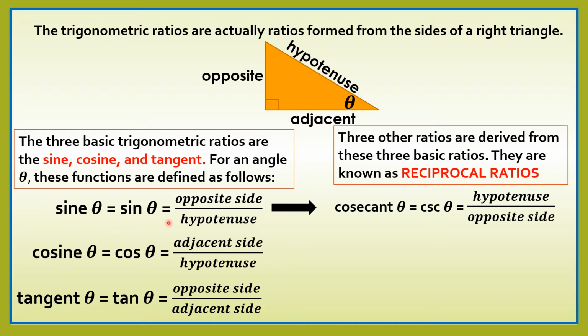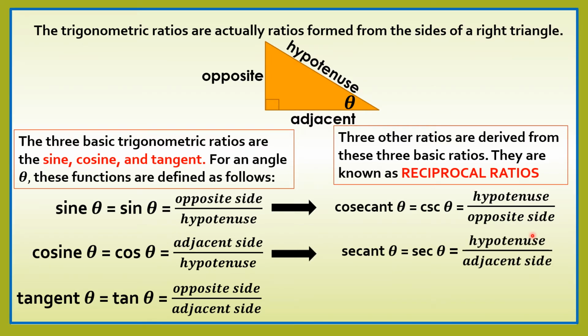Kapag sine theta, we have here cosecant theta, or that is CSC theta. So, kapag binasa pa rin, ay cosecant pa rin. That is equal to hypotenuse over opposite side. Next is the reciprocal of cosine. We have here secant theta. And that is sec for the abbreviation, theta. So, kapag binasa siya ay secant theta pa rin. That is equal to hypotenuse over the adjacent side.